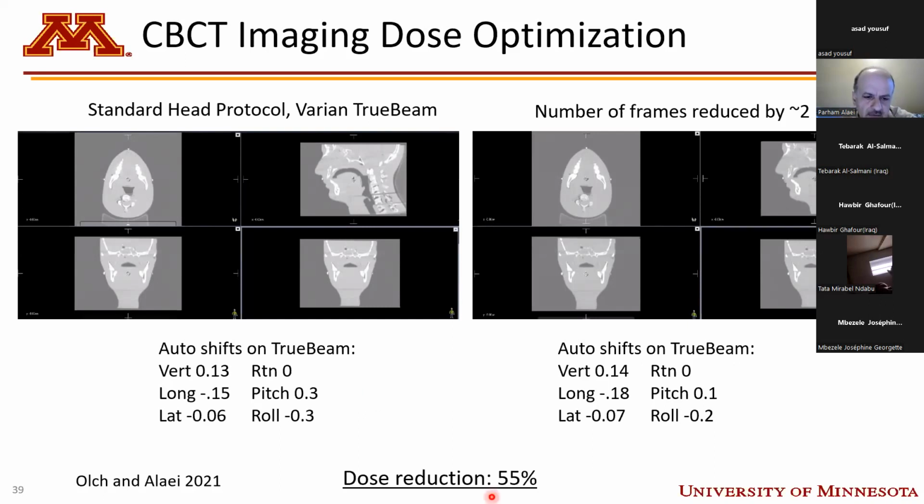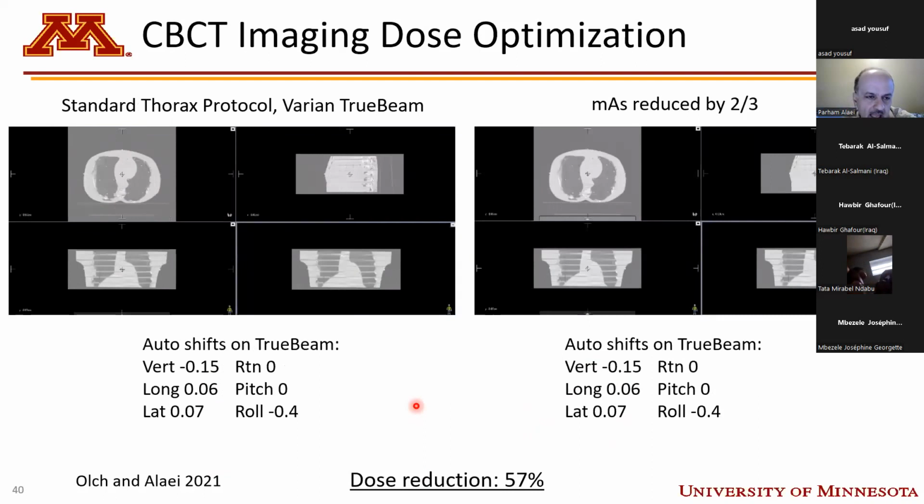So we decreased the number of frames, and the auto shift didn't care about the view. It had enough information in that case to shift the phantom to the correct position. As you can see, the differences are minimal, and this reduced the dose by about 55%. Again, this is a phantom study only.